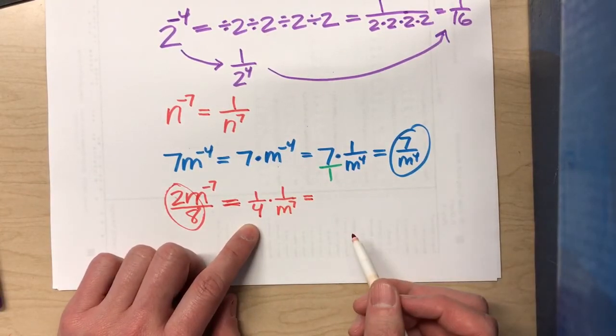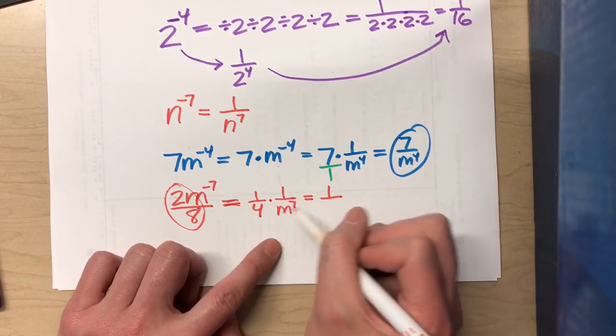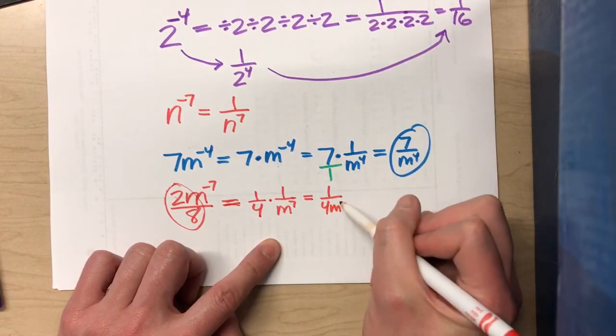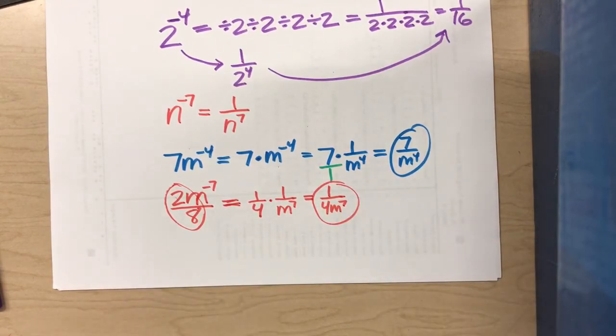Multiply these two things together. 1 times 1 is 1. 4 times m to the 7th is 4m to the 7th. And now I have my answer, 1 over 4m to the 7th.